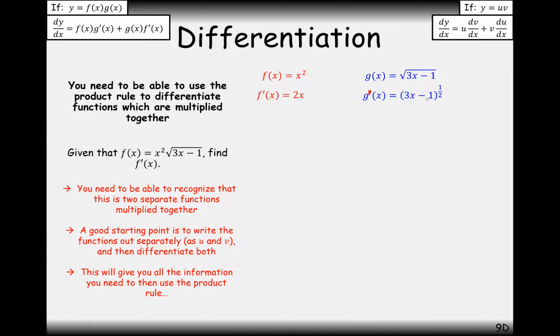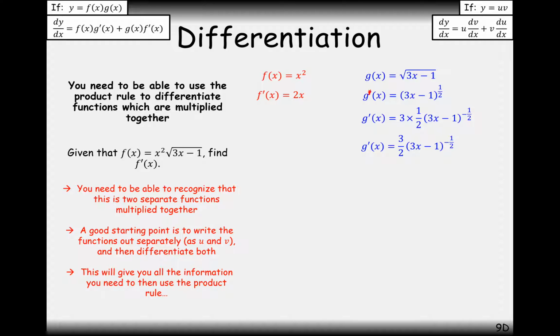So differentiate the inside function first, that's 3. Differentiate the outside function second. So it's going to be 3 times, and then differentiating x to the half effectively, or the power of a half. Half moves to the front, 3x minus 1. Reduce the power by 1, so it's minus a half. You might want to simplify this together before we move on to the next step of the product rule.